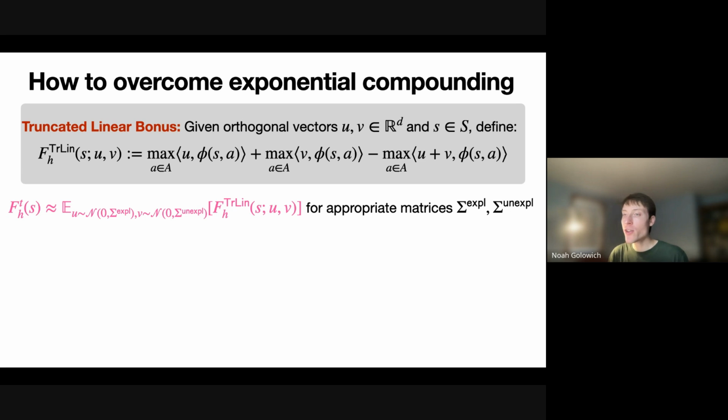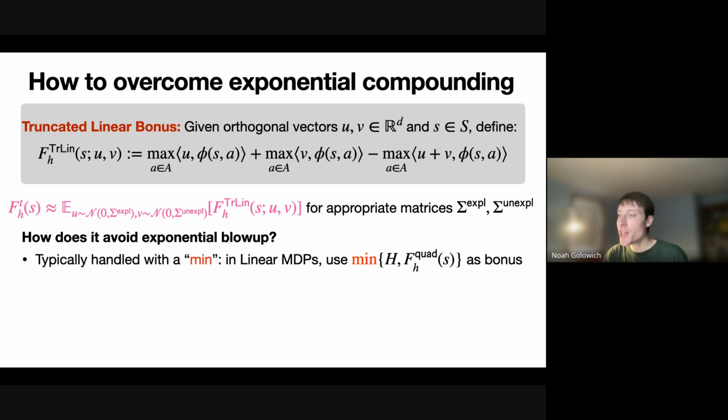I'll then define the actual bonus we use, F_h^T of S, as roughly speaking the expectation of this truncated linear bonus over vectors u and v drawn from appropriate Gaussian distributions. Roughly speaking, the covariance matrices of these Gaussians are given by the span of well-explored directions and the span of not so well-explored directions, respectively. I'll say a little more later about how precisely those matrices, sigma explored and sigma unexplored, are defined. But first, I want to give you some intuition as to how this truncated bonus allows us to avoid exponential blowup.